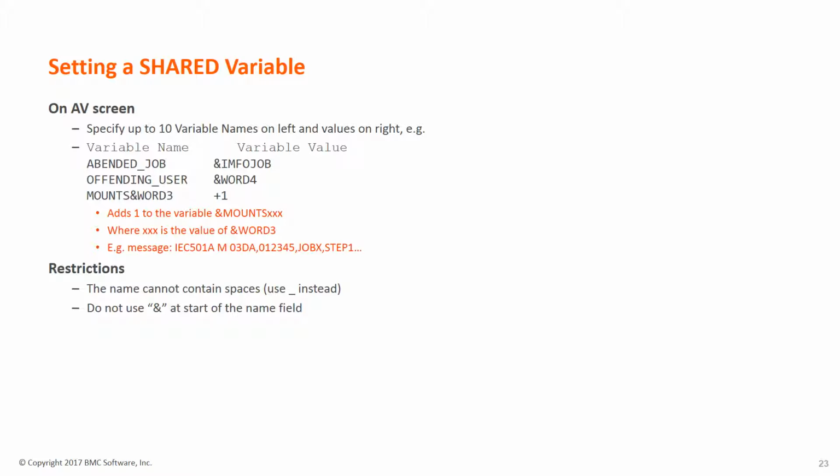In the rules processor, we can also set variables, and they're really easy to do. On the AV screen, we specify the variable name on the left, and then on the right, we specify the value that we want to specify for the variable. Now, you can increment and decrement on this panel as well by putting a +1 or a -1, which can be handy if you're using counts to spawn additional automation based on the setting of these values.